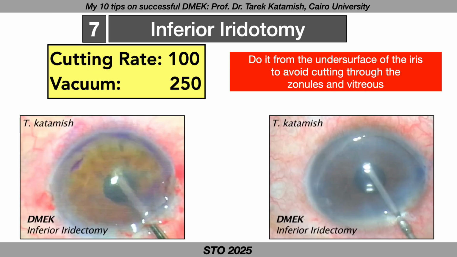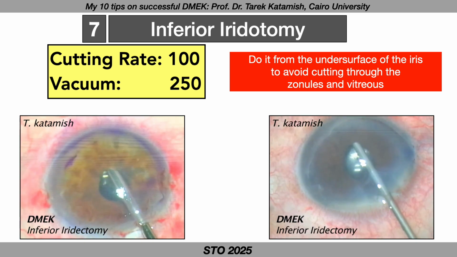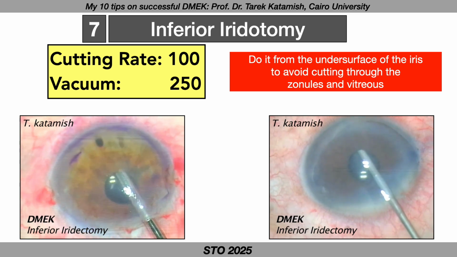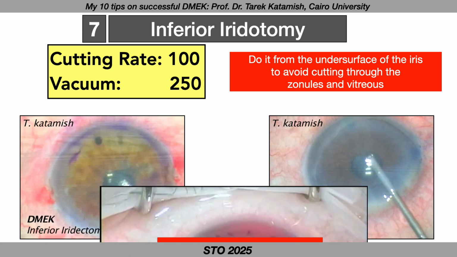Tip number 7, inferior iridectomy to prevent pupillary block. Do it from the undersurface of the iris to avoid cutting through the zonules and vitreous. If you are using the vitreous cutter, you can put the cutting rate on 100 or 150 cuts, and the vacuum should be between 250 to 300 millimeter mercury. So you go under from the undersurface of the iris and do a small inferior iridectomy, as I have mentioned, to prevent pupillary block.